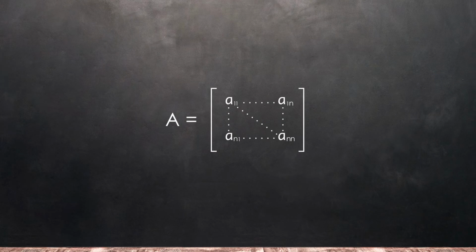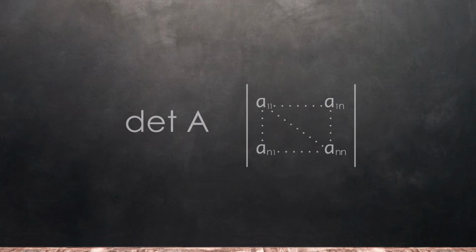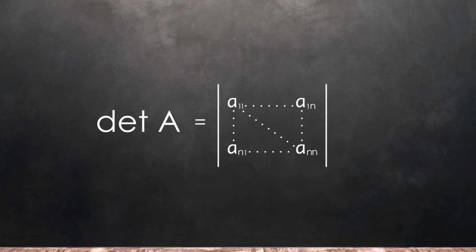Suppose A is our matrix with n rows and n columns. There are 3 ways we can express the determinant of A. One way is by writing det A. The second way is to use straight lines around our matrix, or we can just simply add 2 straight lines around the name of the matrix itself.